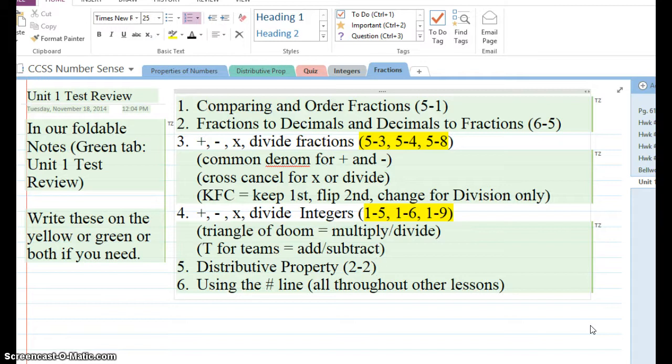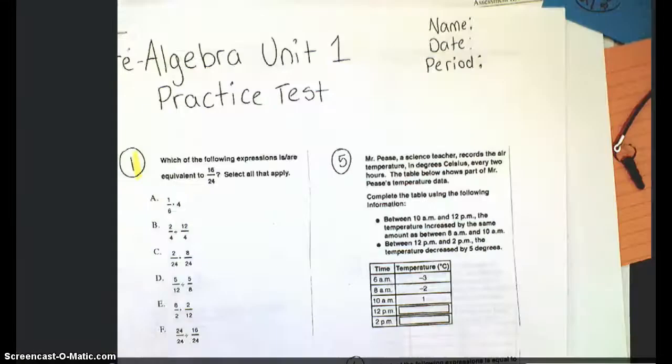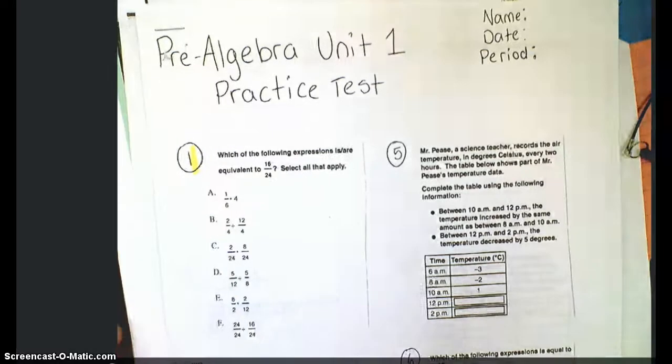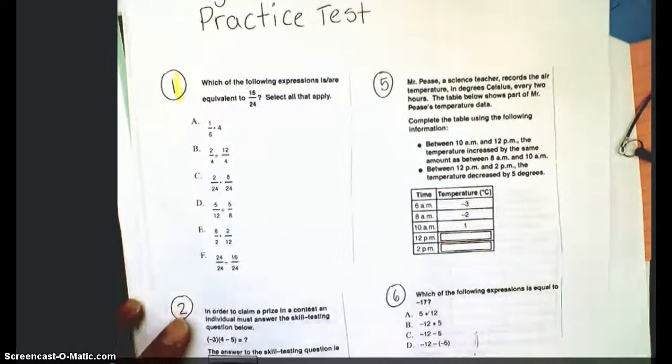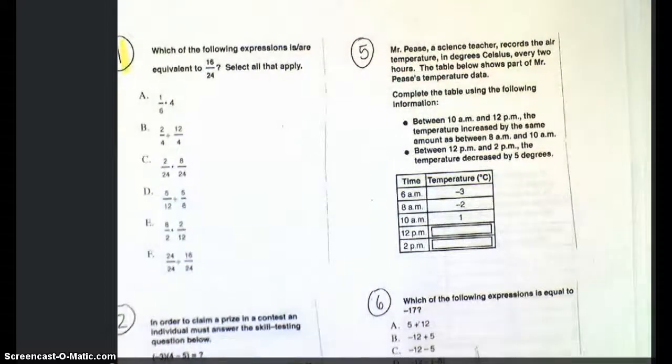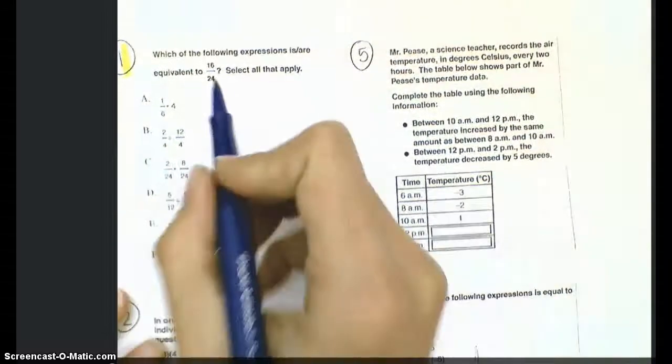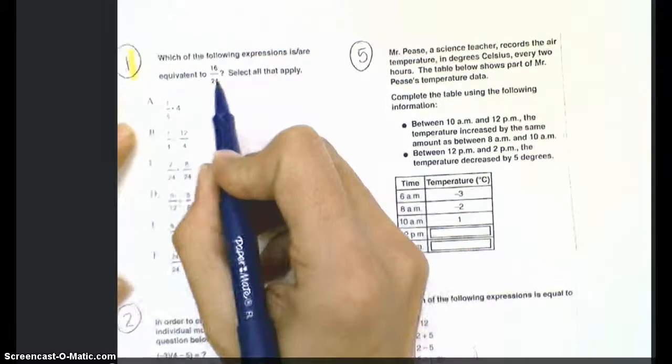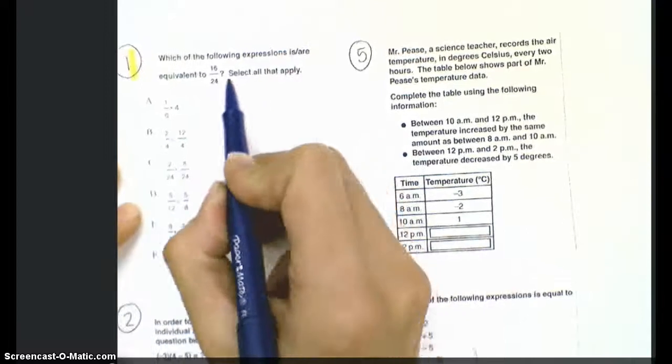So go ahead and pause the video here. We're going to move now to our practice test. Our practice test looks like that. The first question, we're going to tackle that one first, is we are looking to find the expressions that are equivalent to the fraction 16 over 24. We do need to select all that apply.